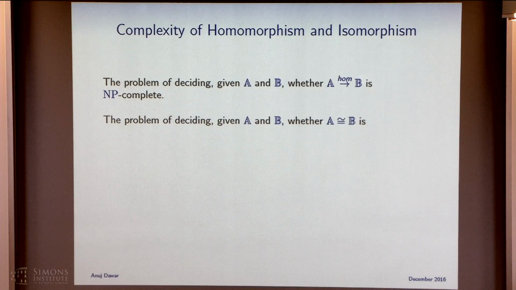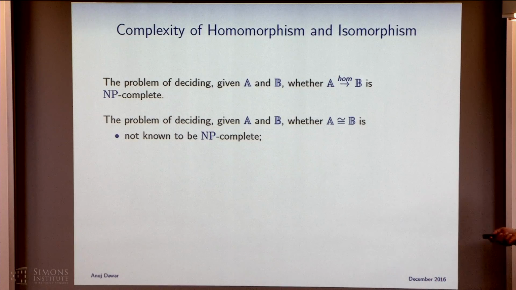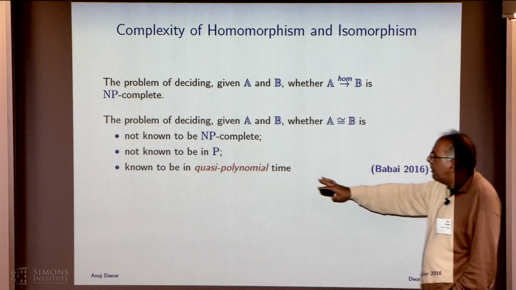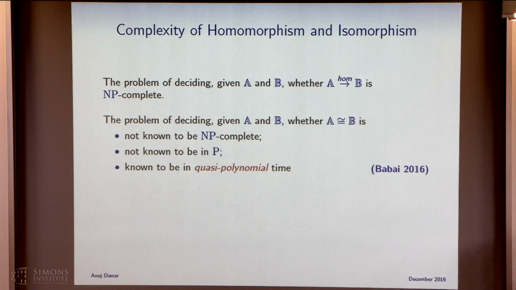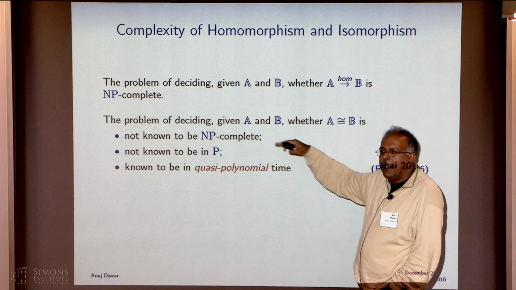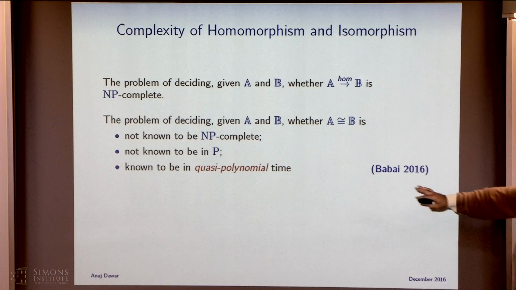The problem of deciding, given A and B, whether there's an isomorphism between them, on the other hand, has a rather different status. It's not known to be NP-complete, though it is known to be in NP. I mean, it's not known to be NP. And essentially, by Babai's result for graphs, it is essentially in quasi-polynomial time for finite relational structures generally. And therefore there's already plenty of evidence, very strong evidence, that this problem is not NP-complete. It looks like it's somewhere in between.